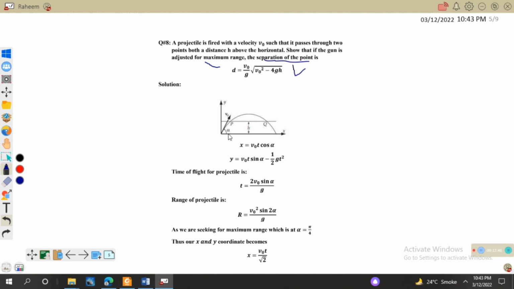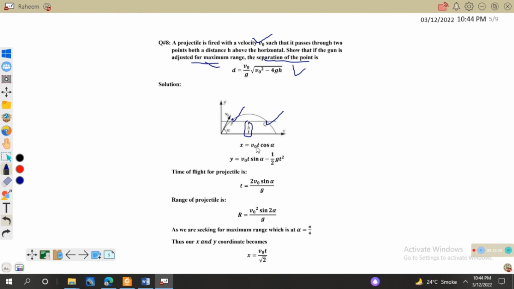So let's consider a particle which is fired with velocity v naught such that it passes through 2 points both at a distance h. Let's consider these 2 points. The first is denoted by point P and the second is point Q, and both points are at height h. So we have to find the distance between these 2 points if the projectile is adjusted for maximum range. First we have to write the equation of motion for the projectile.